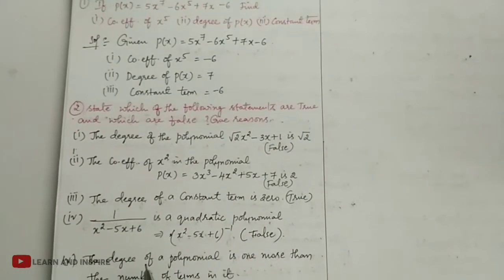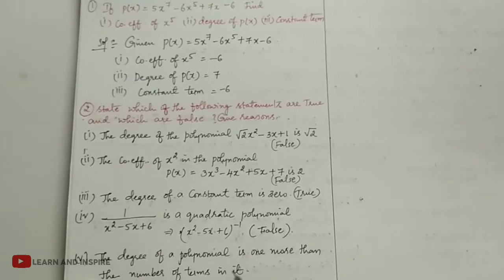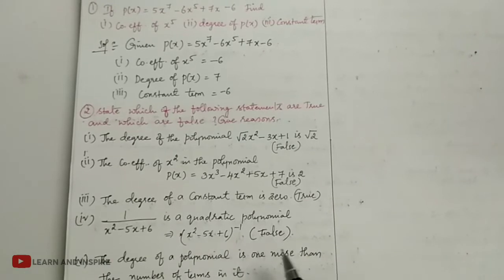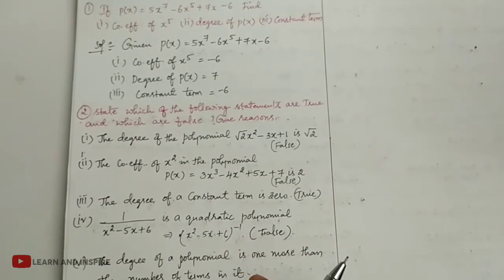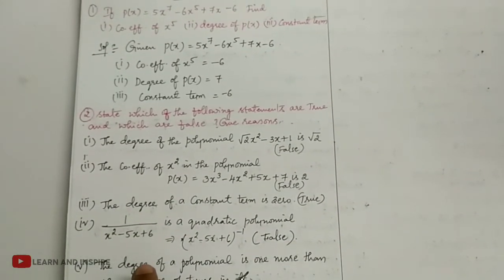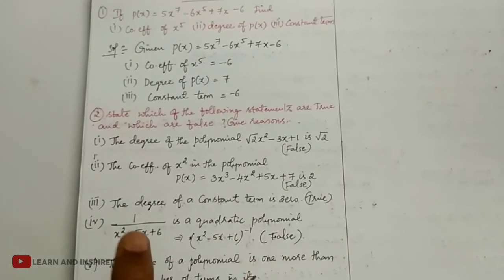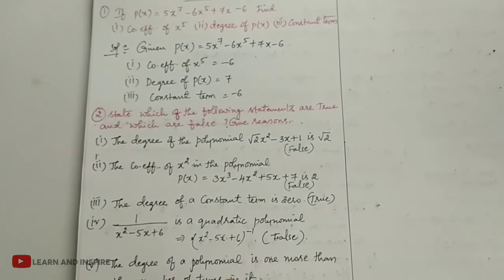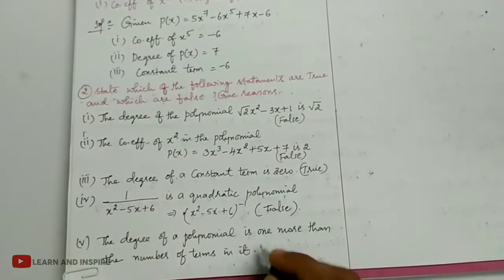Next, question number 5. The degree of a polynomial is 1 more than the number of terms in it. Suppose I take a quadratic polynomial. The quadratic polynomial's degree is 2. So if the degree is 2, and it says 1 more than the number of terms in it, that means it becomes 3 terms. Okay, so here the statement says it is false.